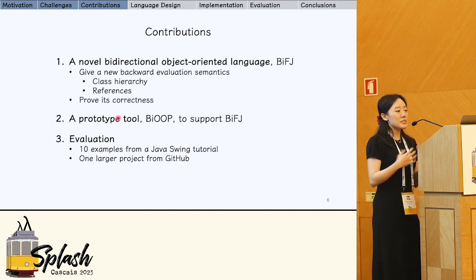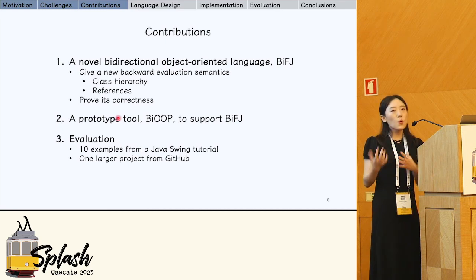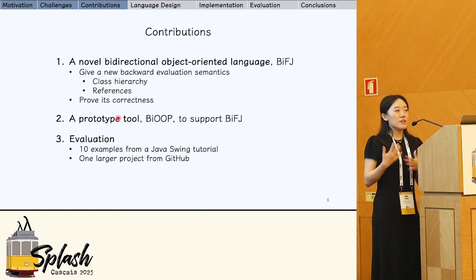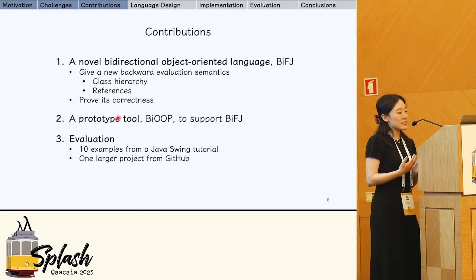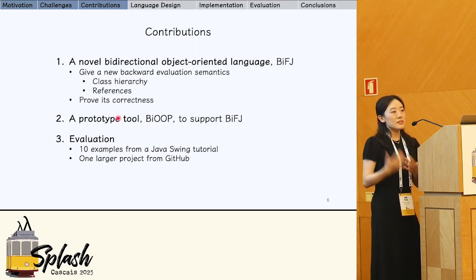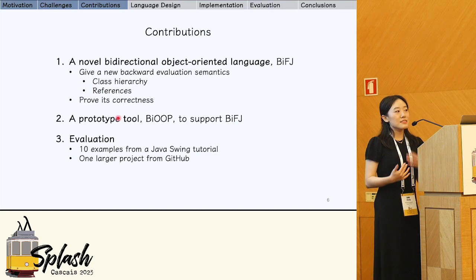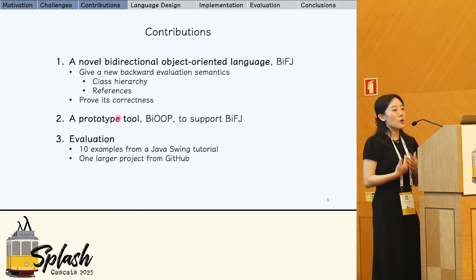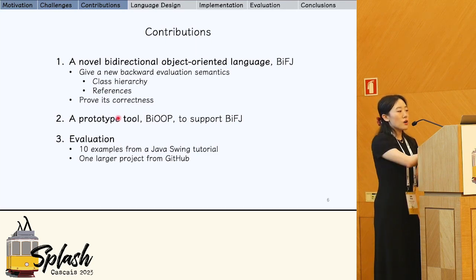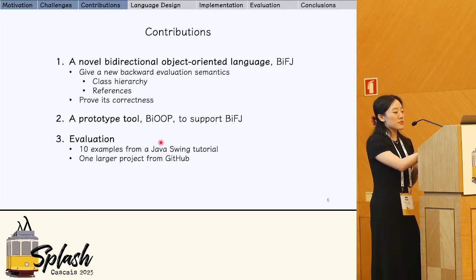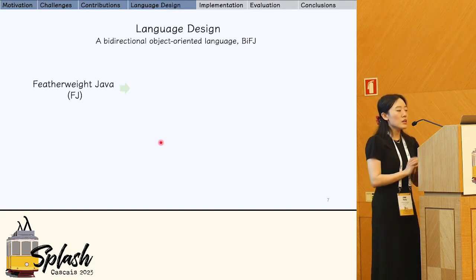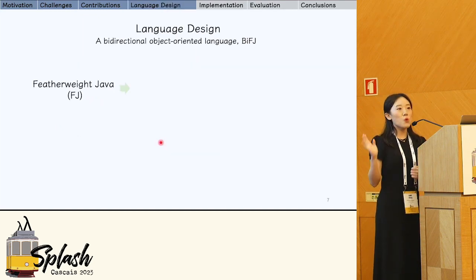Second, we implement a prototype programming tool called BiOOP to support our language for developing HTML web pages. Third, we demonstrate the usefulness of our language and our tool by successfully bidirectionalizing 11 classic object-oriented applications from a Java Swing tutorial and from GitHub. So now let me introduce how we design our language BiFJ.